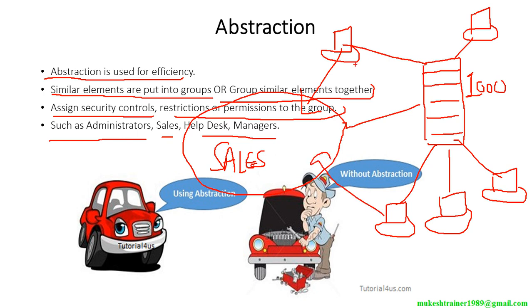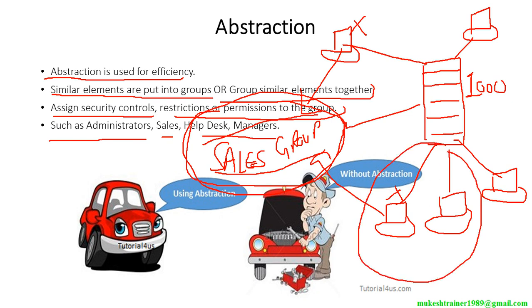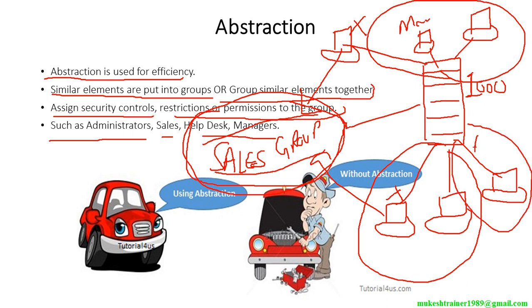So instead of applying policy to each individual user, we apply policies, permissions and restrictions on the group, for example the sales group. Whatever policy I apply on the sales group is applied to all the sales members in this group. Similarly, I can make a group for administrators and a group for managers. There are 20 managers in the building, and I can keep the same policy for all 20 managers, and the same for the finance or HR department.